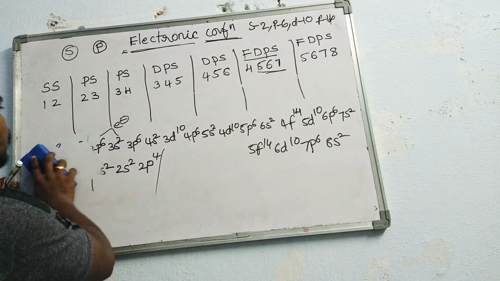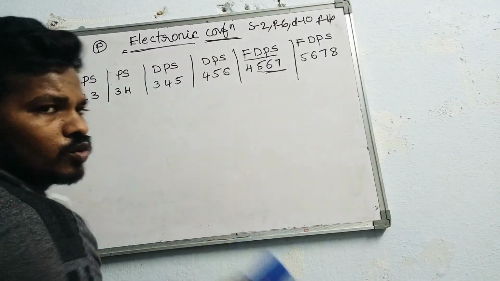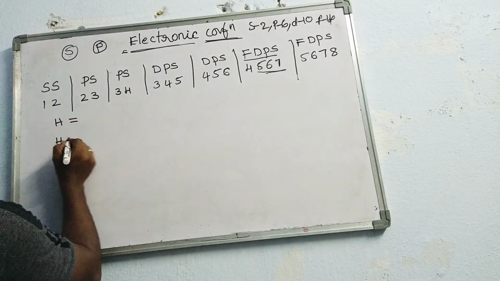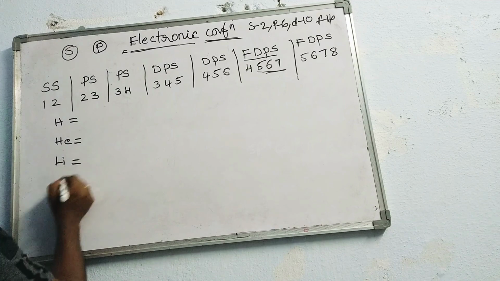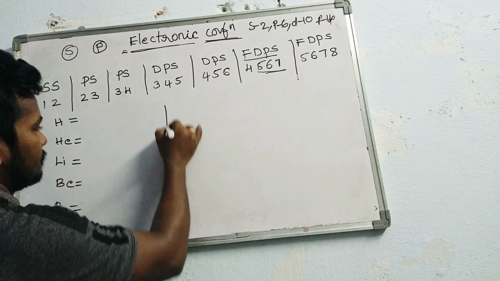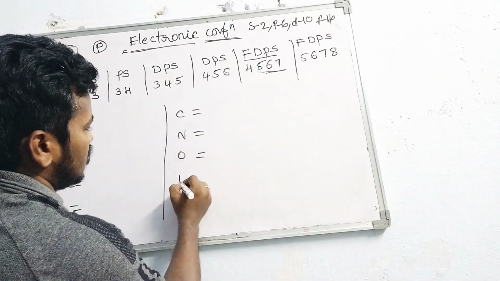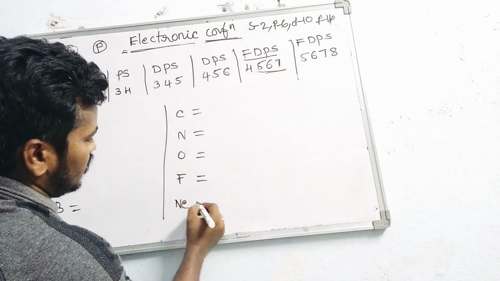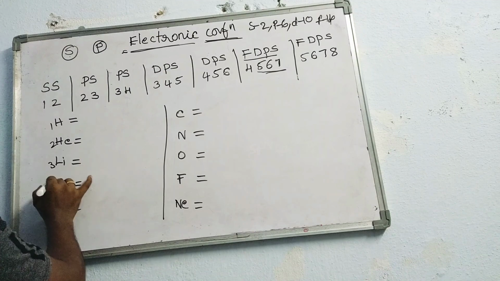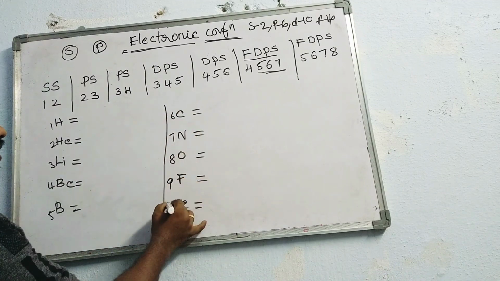In this video I will explain how to write the electronic configuration for elements 1 to 10. For example: hydrogen, helium, lithium, beryllium, boron, carbon, nitrogen, oxygen, fluorine, neon. Hydrogen's atomic number is 1, helium's is 2, lithium 3, and then 4, 5, 6, 7, 8, 9, 10.